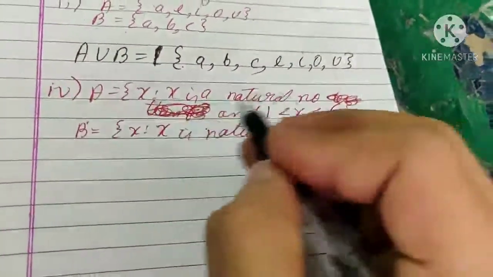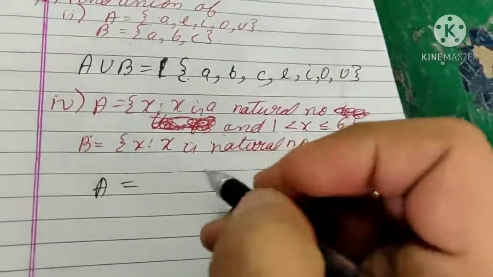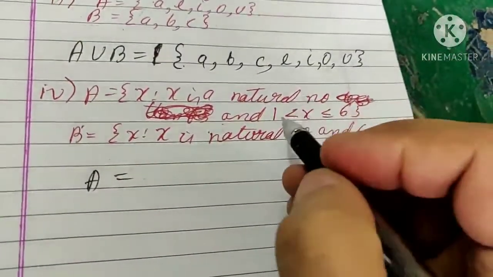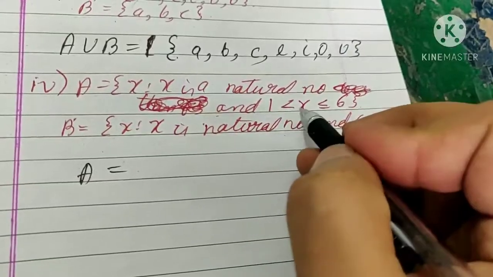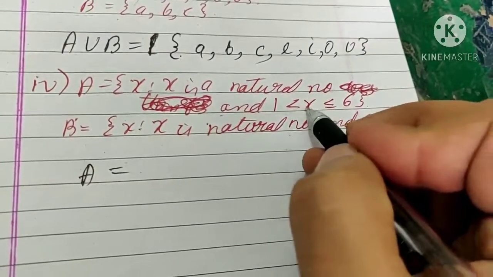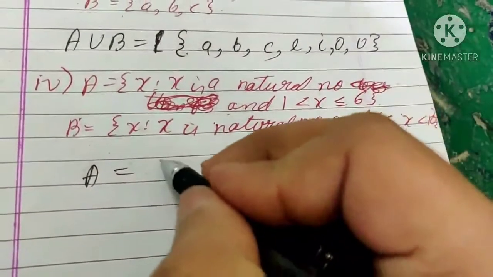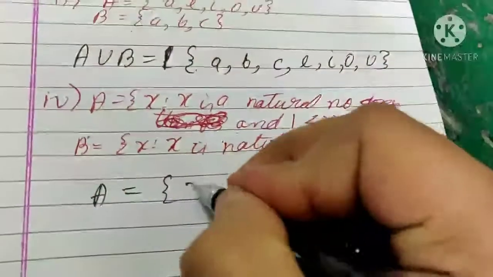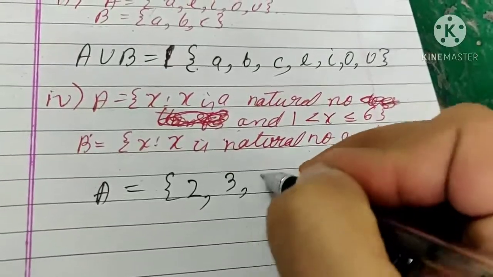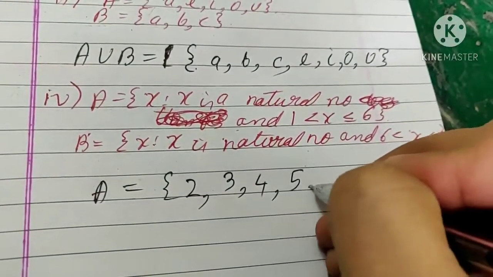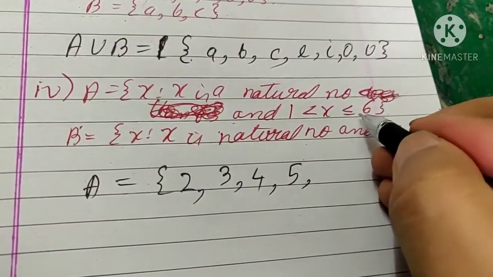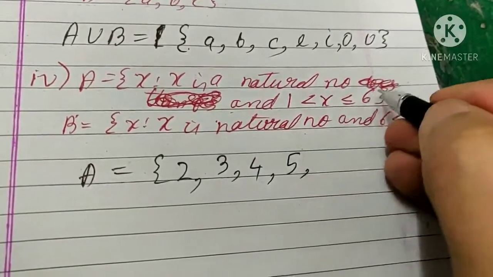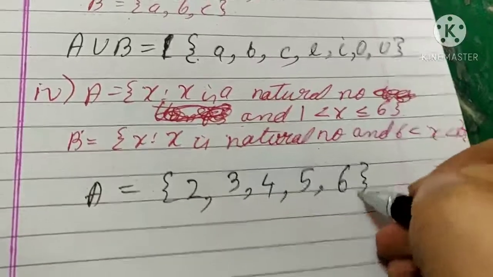Second part is this. So again we have to find the union. First we will calculate what is the A set. A here belongs to natural numbers, and those elements are greater than 1 and less than or equal to 6. Means greater than 1 but not 1. So 2, 3, 4, 5, and here it says less than or equal to 6, means 6 as well can be taken.